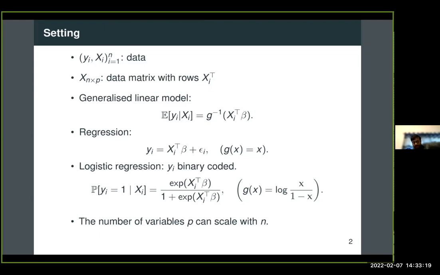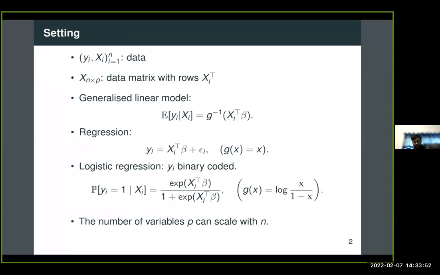The example I just gave is a regression problem. In general, I will be talking about the generalized linear model, where the conditional expectation of y given xi is some function of xi transpose beta, and beta is an unknown parameter. An example is the familiar regression model where yi is xi transpose beta plus some measurement error or noise.